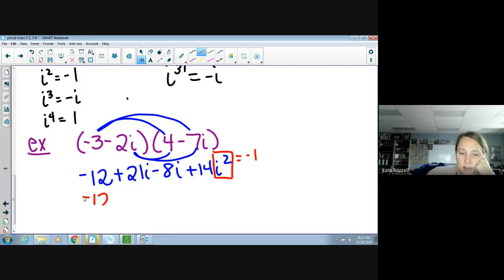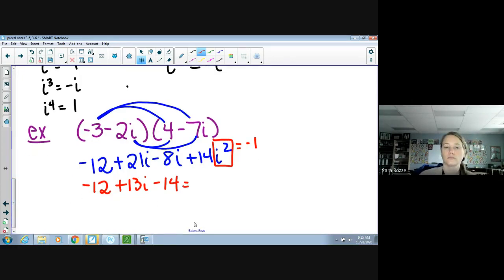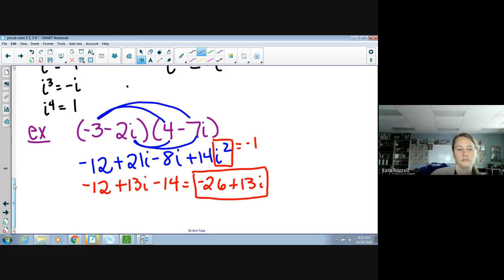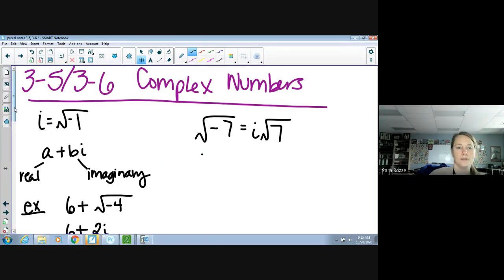So we end up with -12. You want me to go ahead and simplify these? We can do that. Plus 13i minus 14. Which is -26 plus 13i. Okay, y'all okay doing the foiling, the distributing? All right, sorry about that.